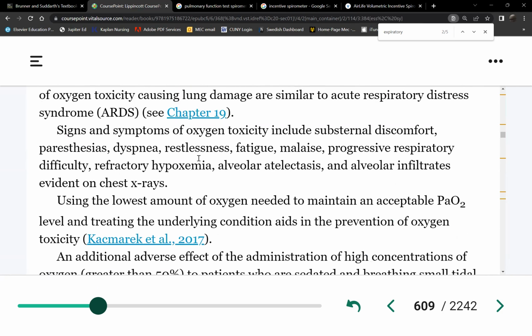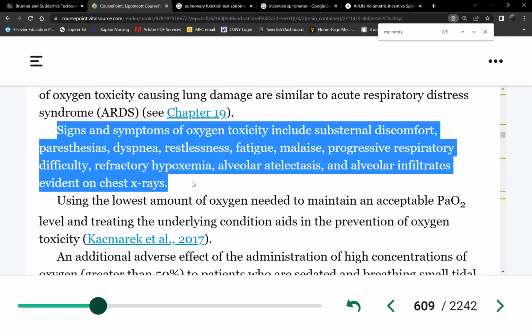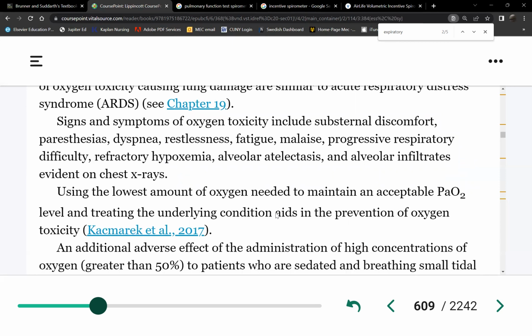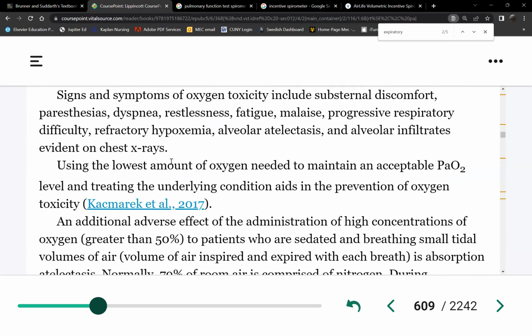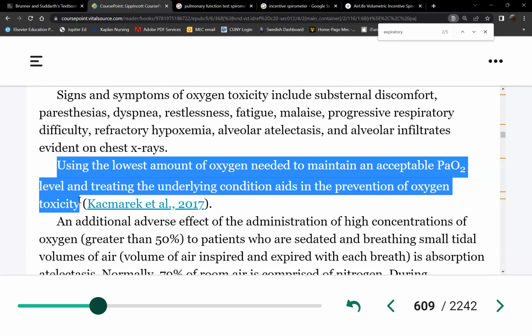Be careful, as with any other therapy. Is oxygen a medication? Yes. Can you possibly give too much? These are your signs and symptoms of oxygen toxicity. Okay, so when giving oxygen to a COPD patient, use the lowest amount needed to maintain an acceptable PaO2.